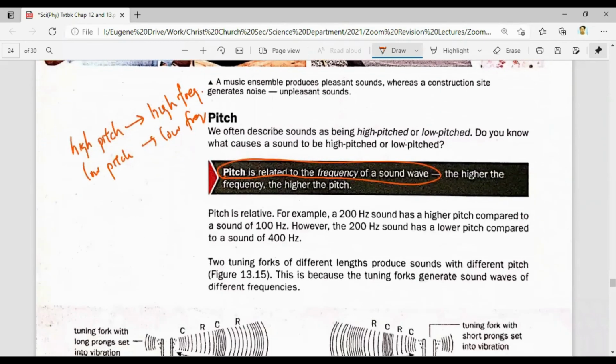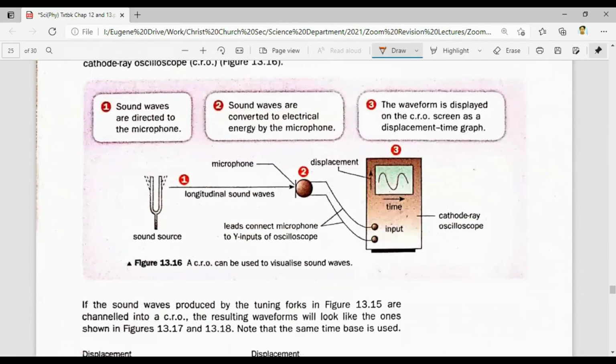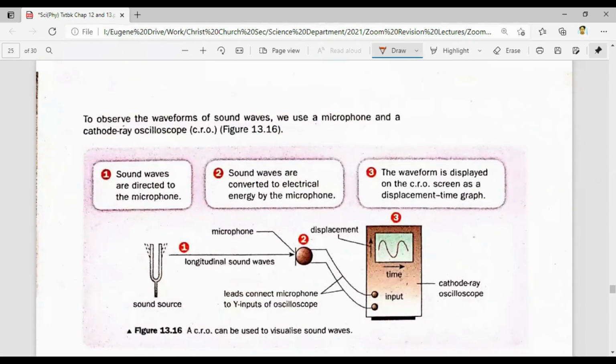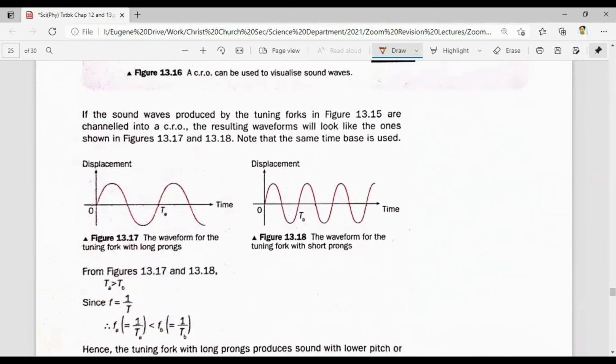Next, we're going to look at how to measure all this. There is a device called the oscilloscope, which is here. A microphone detects the sound wave so we can observe the sound form. Now, this is a displacement-time graph. So what it means is that I can find out the period and frequency of a wave using this.